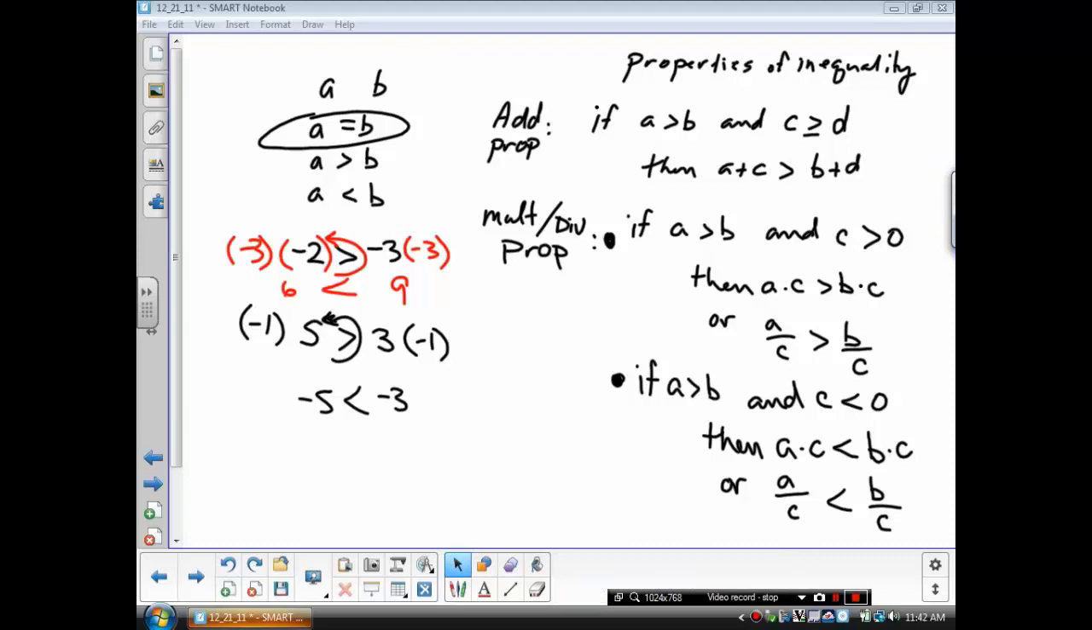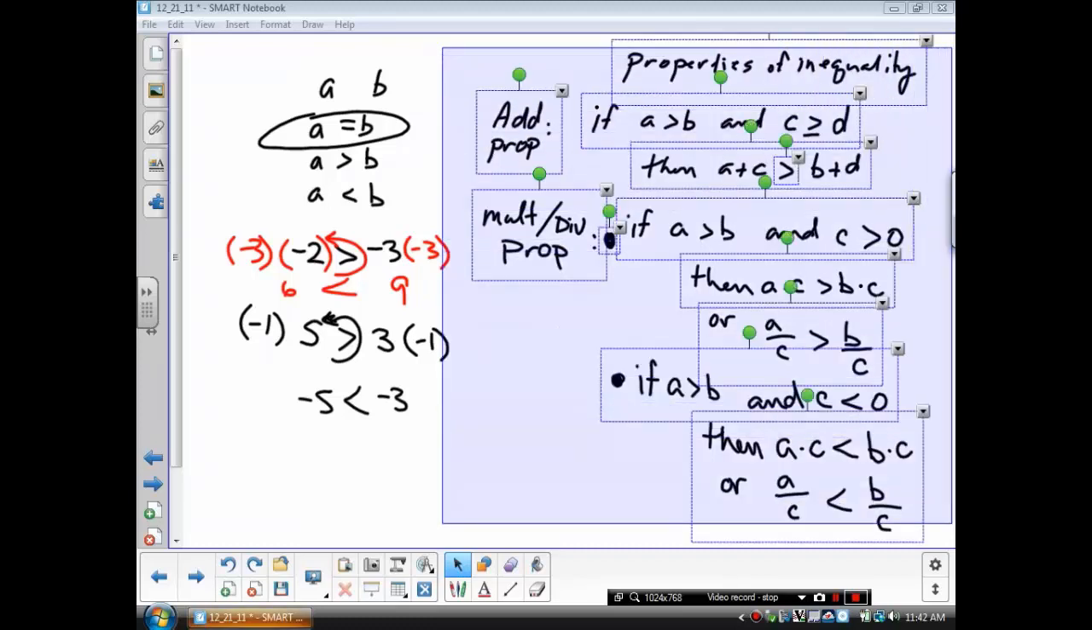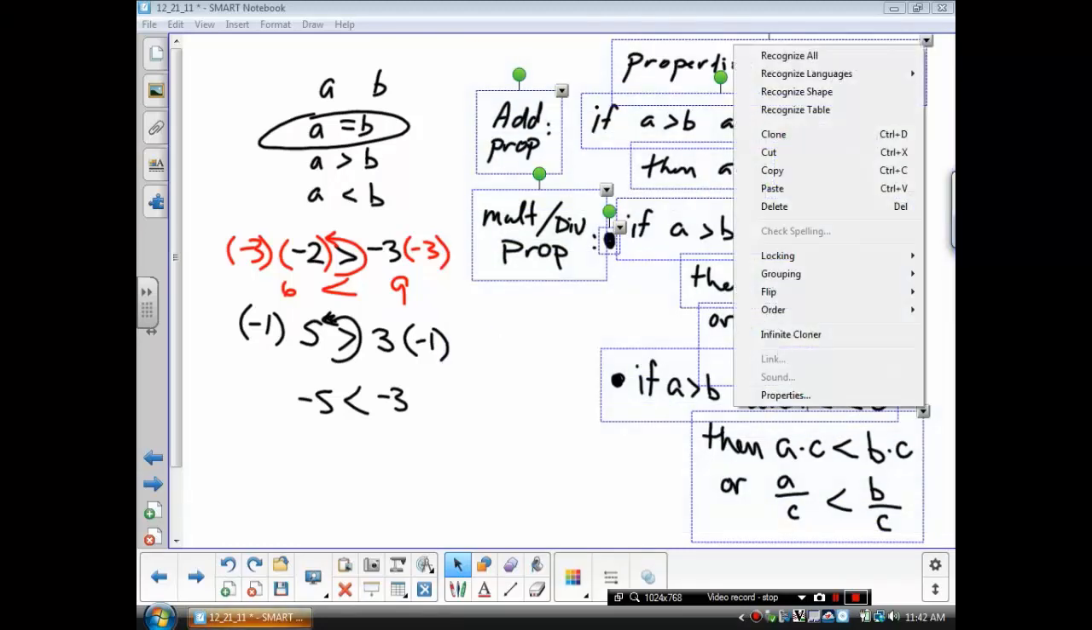Now, our third property of inequality is a type of transitive property of inequality, which means we're comparing two inequalities with the same number in both of them.